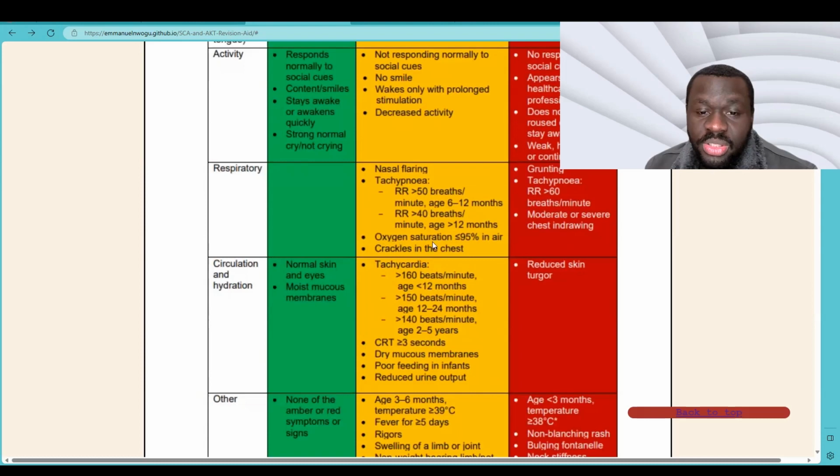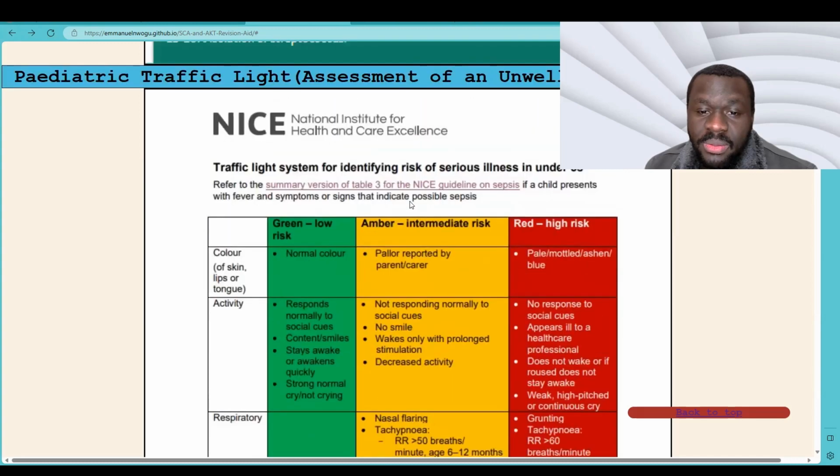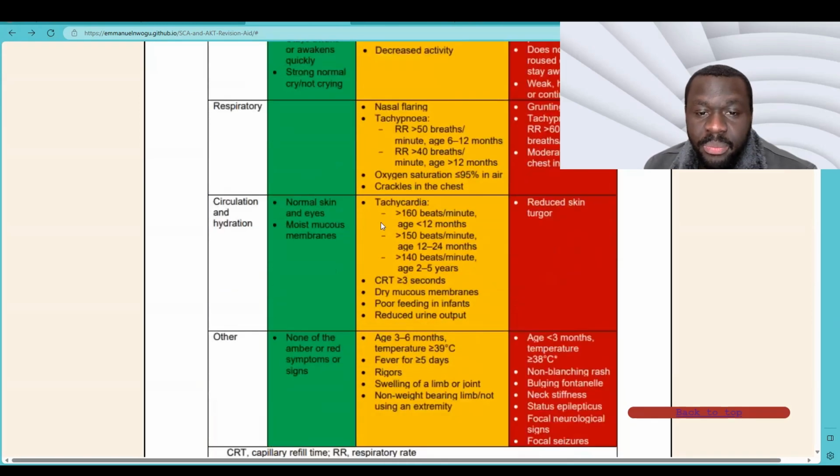Oxygen saturation 95% or less. Crackles to the chest. So amber signs: if the child is tachycardic, with a heart rate of more than 160 if the child is an infant, or more than 150 if the child is aged 12 to 24 months, or more than 140 if the child is above 2 years of age.